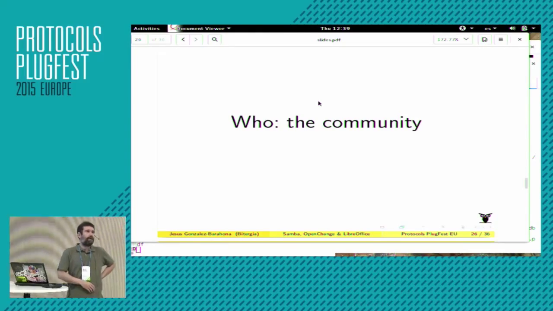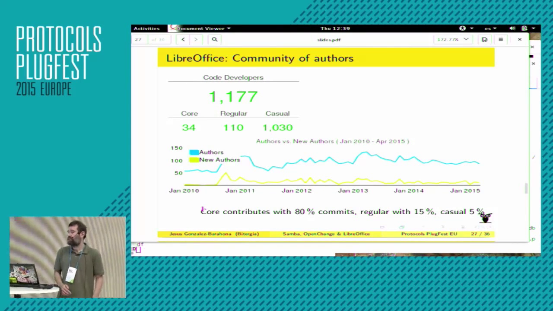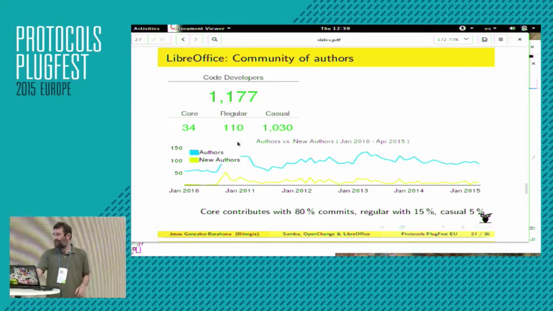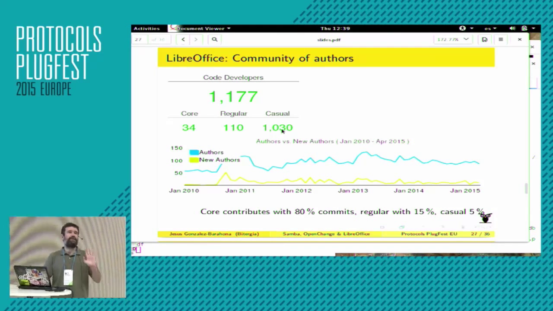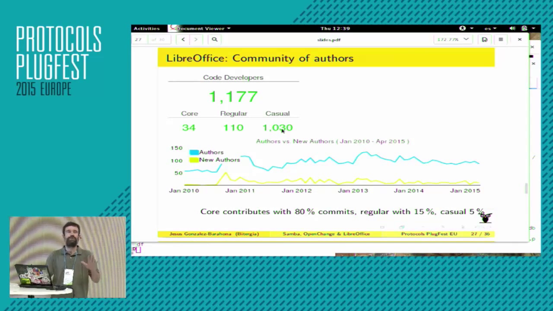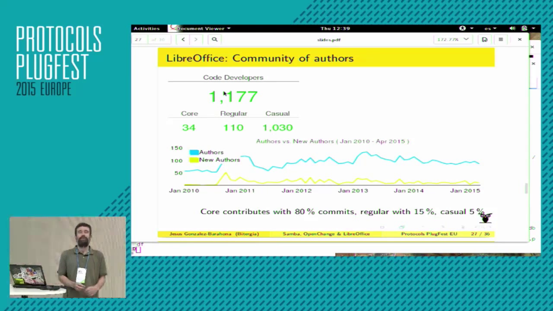And now the second point, the second area, the community. So again, LibreOffice. And again, I took January 2010 as the starting point. So the numbers try to reflect the structure of the community. So we found, again, as I said, as authors in commit records in Git, a bit more than 1,000 developers.